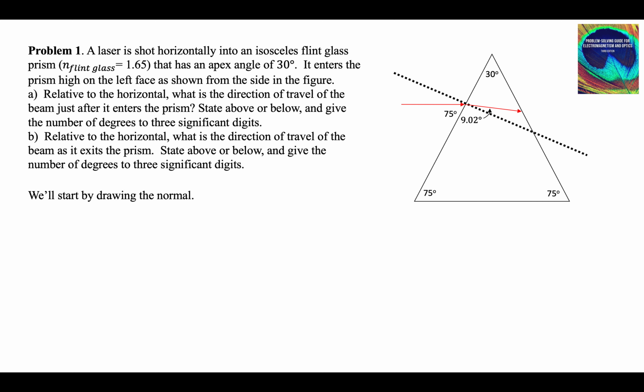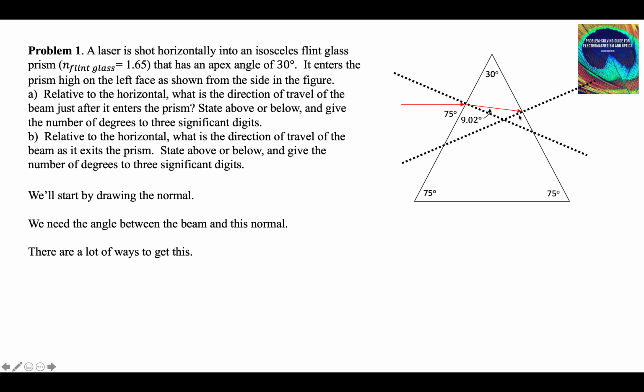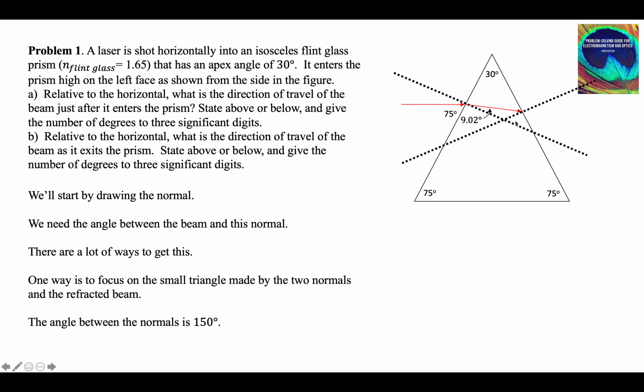To start, we draw the normal. There's the normal. We need the angle between this beam, the beam in the prism, and the normal. There's a number of ways to get this. Let's focus on this triangle here, made by the 2 normals and the beam itself. This small triangle right in the middle. The angle between the normals is 150 degrees.